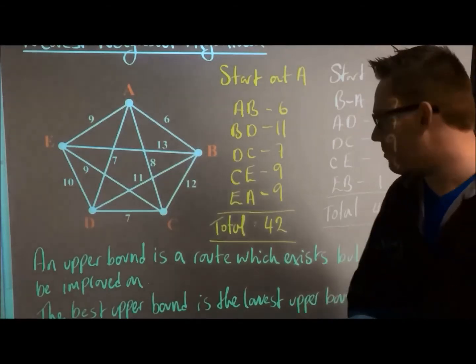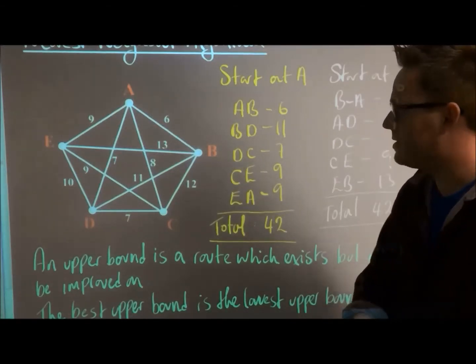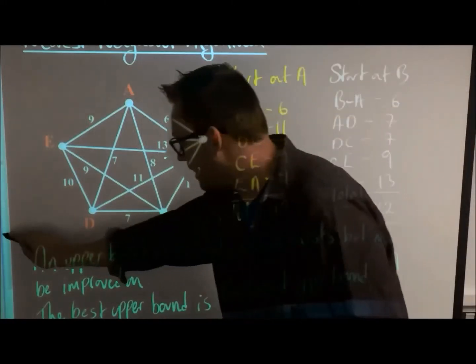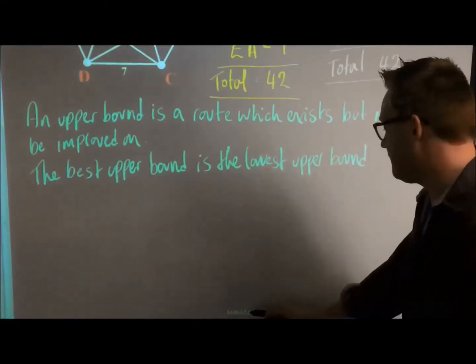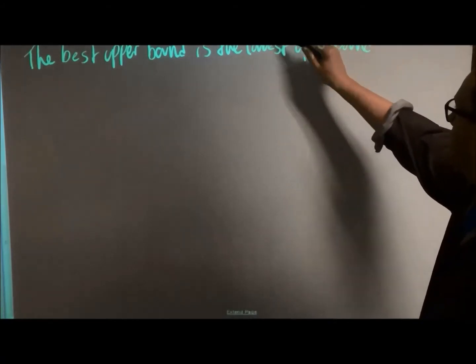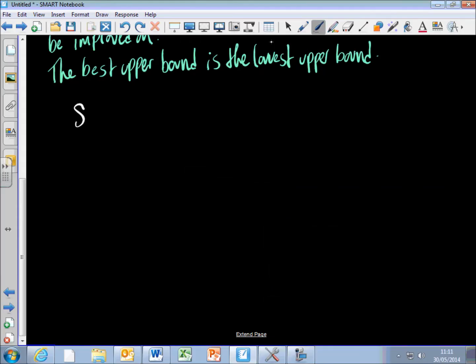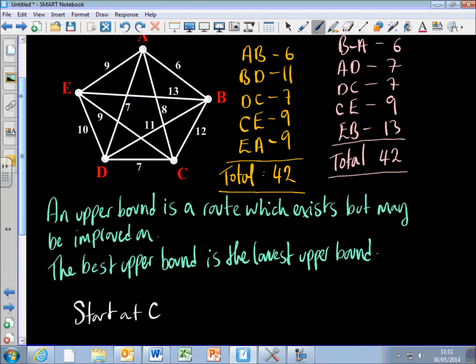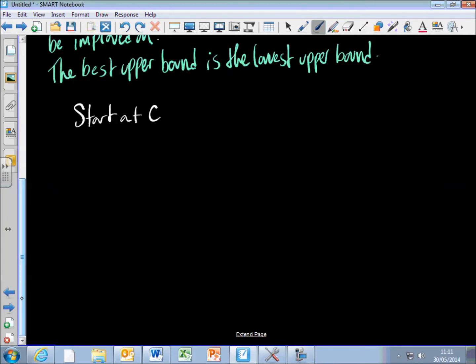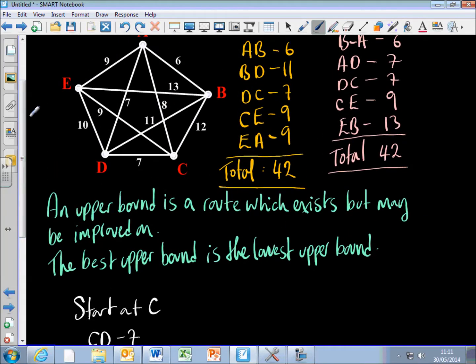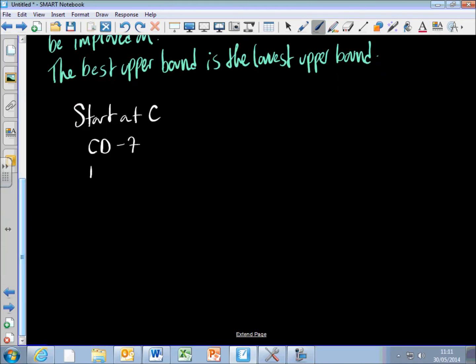Okay, so I'm going to do one more. This time we're going to start at C, I think. We'll start at C, and then we'll see if we can get that upper bound to come down. So this time start at C. And if I start at C, the closest place to C is D. So I'm going to go C to D, which was 7. And then closest place to D is A, D to A, that's 7.